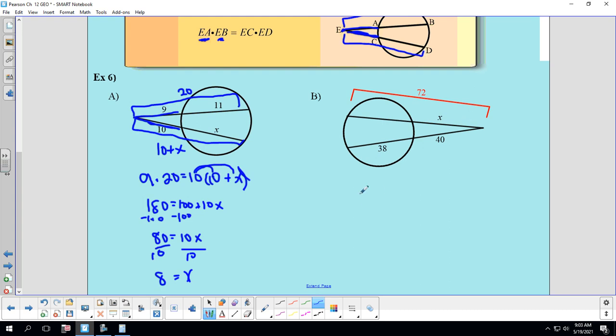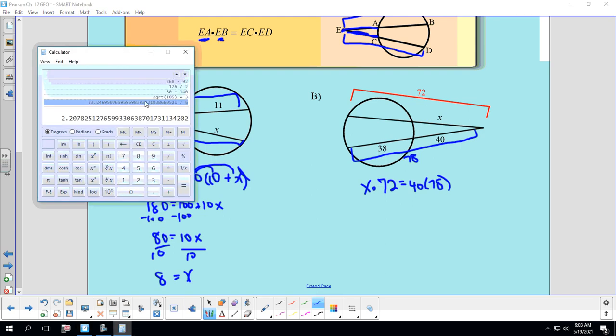We have the exterior piece times the whole thing, which they tell us is 72. And then the exterior piece, 40, times the whole thing. 40 and 38 is 78. So times 78. Oh, my. Ton of brain on a nice Wednesday morning is not going to be able to do that.